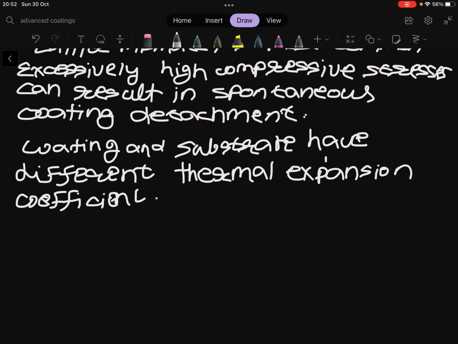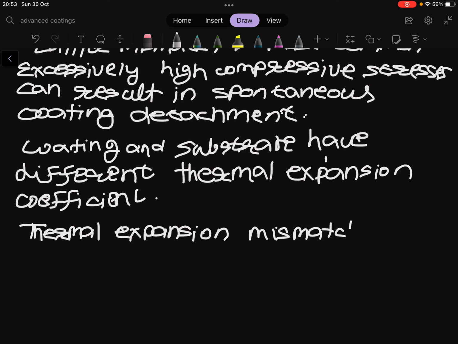So thermal expansion mismatch is a common contribution to this effect.